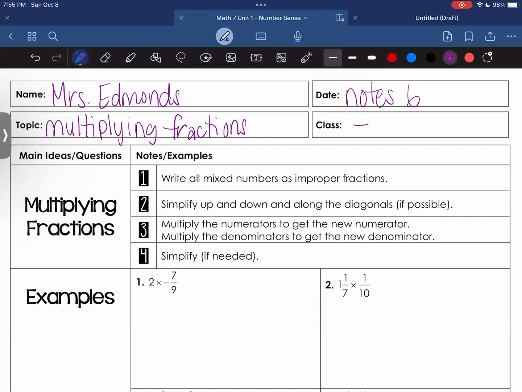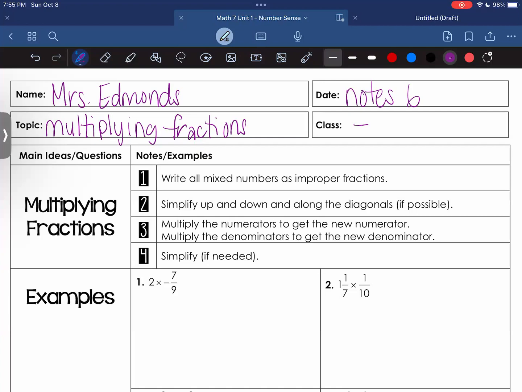Okay, now that we've already gone over adding and subtracting fractions, we're going to go over multiplying and dividing fractions. Go ahead and write this down at the top of your paper. It is note 6, and we're multiplying fractions. Now, this should be review for most of us, so we're going to go over it pretty quickly.